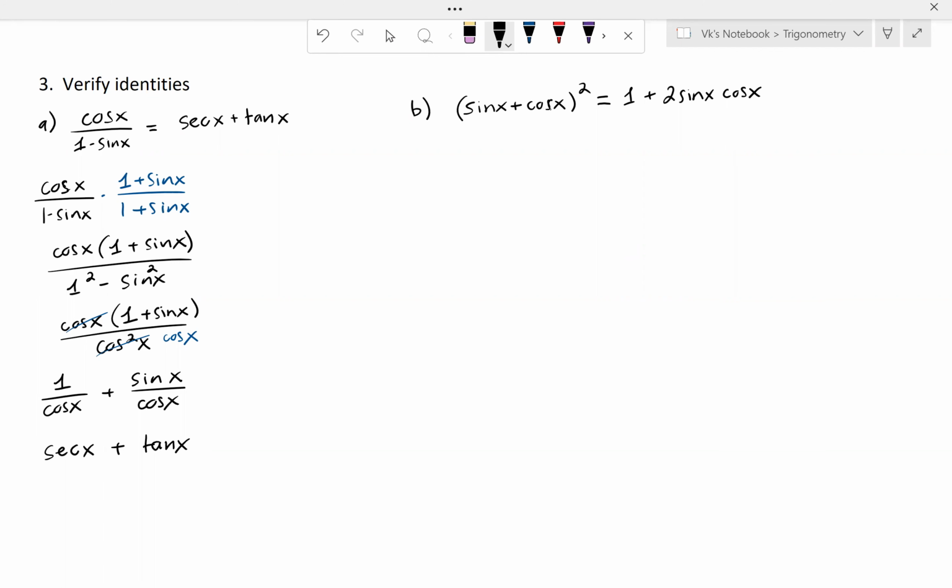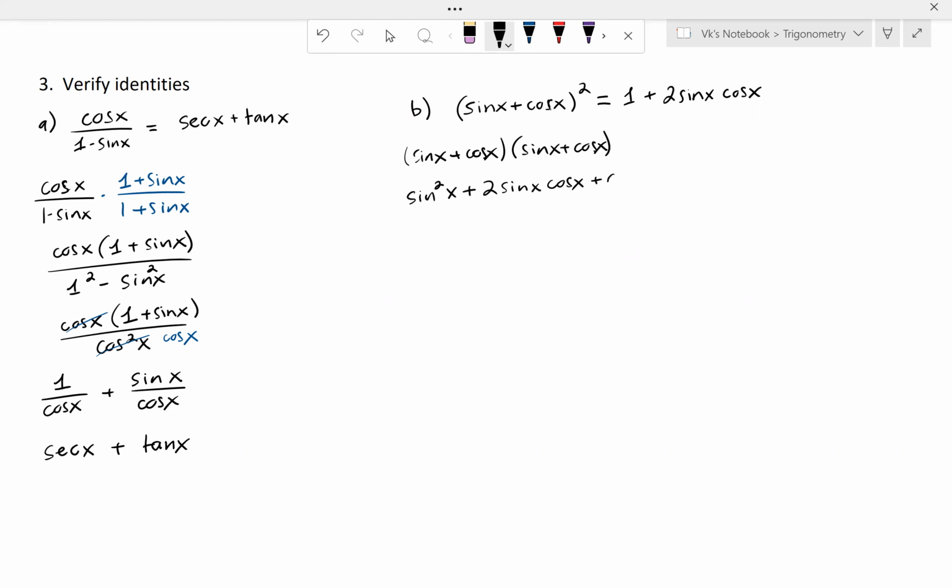In B, sine x plus cosine x squared, what we need to do is FOIL it out. Sine x plus cosine x times sine x plus cosine x, and hopefully when we simplify, it will give us exactly the right side, 1 plus 2 sine x cosine x. Sine times sine is sine squared. Sine times cosine is sine cosine. And cosine times sine is also sine cosine. So 2 copies of sine x cosine x.